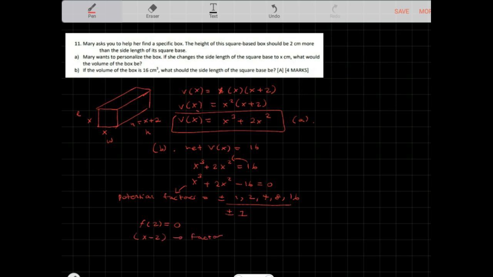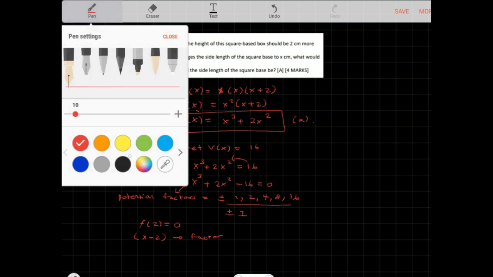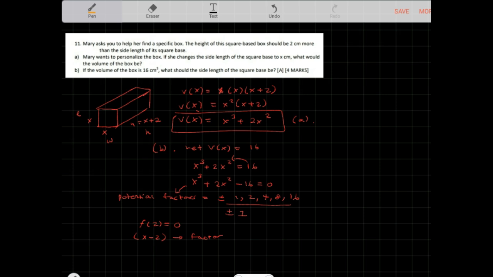If x minus 2 is a factor, you can use synthetic division or long division to find the remaining factors. So I'm going to use synthetic division here. Just going to do it out here. Okay, so I'm going to put 2 up here, and then I'm going to write down each of my terms. So x cubed, x squared, x to the power 1, x to the power 0. So the coefficients are 1, 2, 0, negative 16. And then I'm going to bring down the first coefficient.